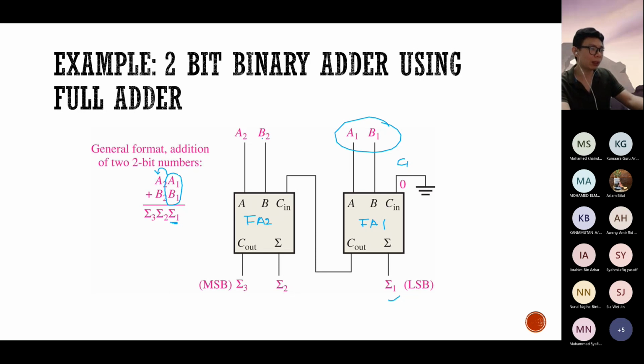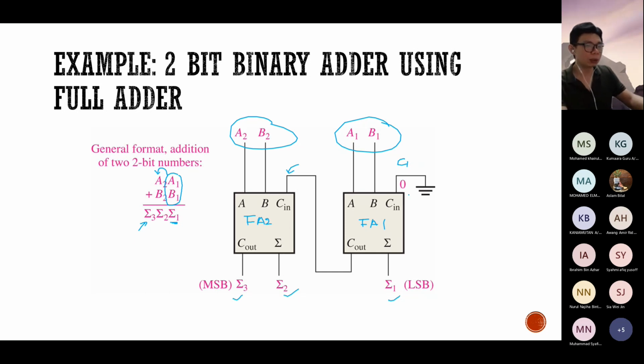So over here you have the operation A2 plus B2 plus whatever comes in as a carry. Okay, and it gives you the output as sum 2, and it gives you the carry out, number 3. Or you can write it as sum 3 also.